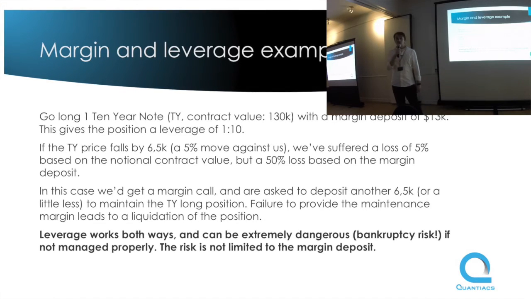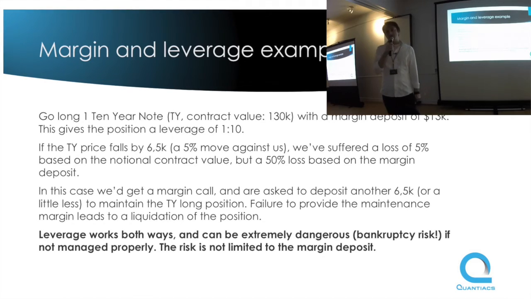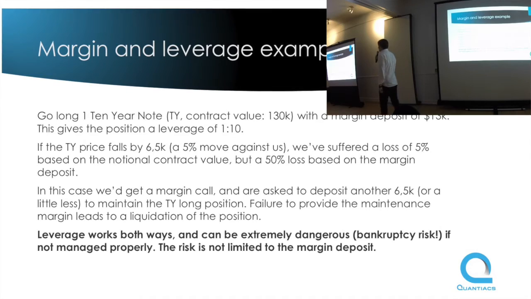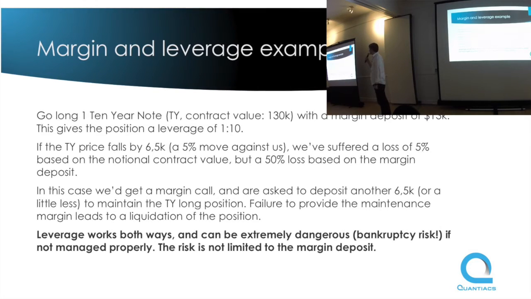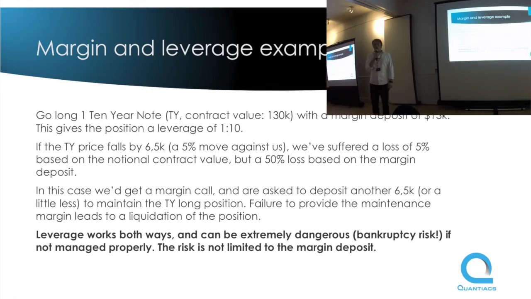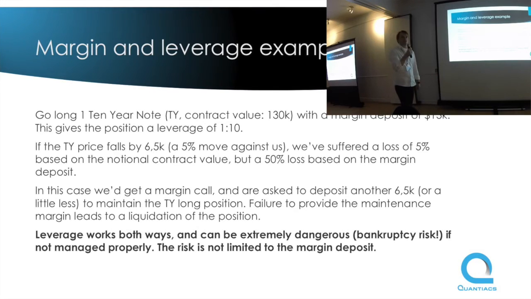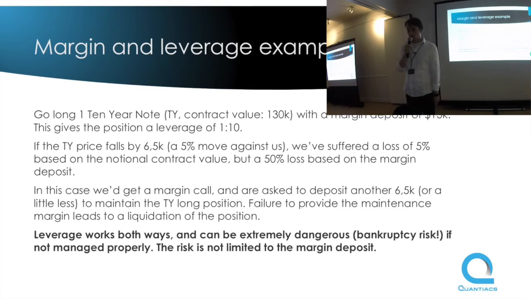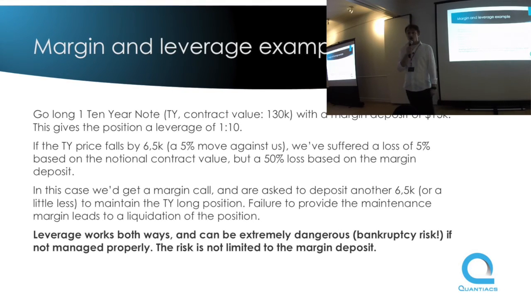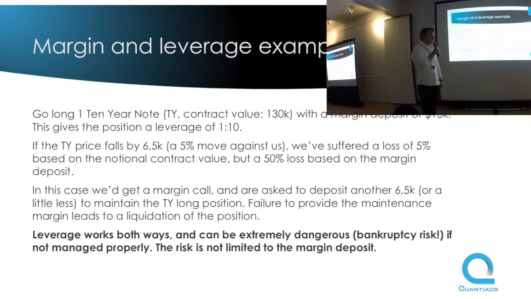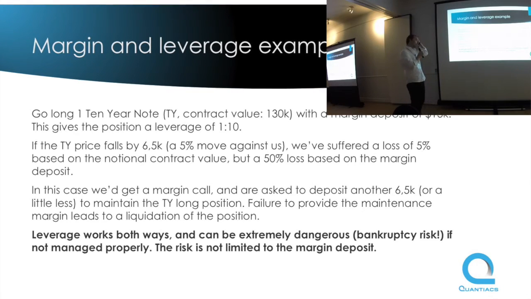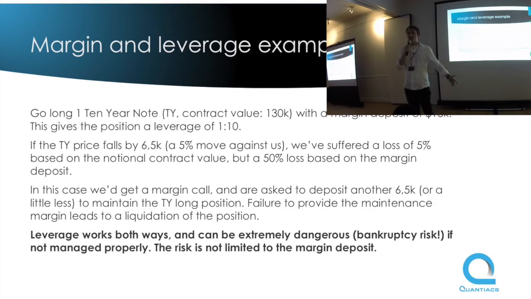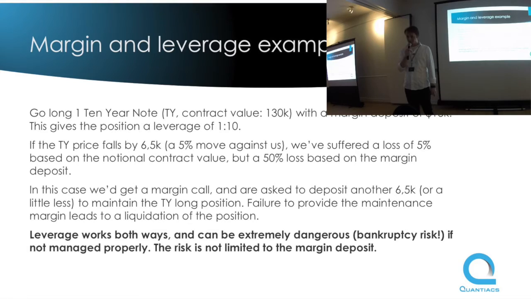You get a margin call from the broker because usually you have to maintain a certain amount of capital in your trading account. This is the so-called maintenance margin, in order to maintain the long position. So the broker would ask you to deposit additional funds in your account. If the position moved, for example, 6.5K against you, and you cannot deposit additional funds in your broker account, the position is liquidated automatically by the broker.